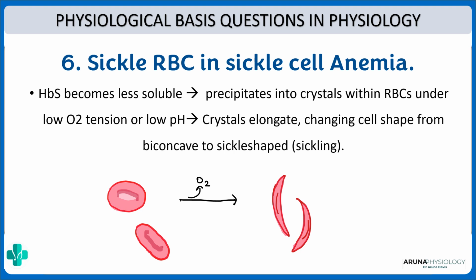That is, the HbS is less soluble, so it will precipitate into crystals within the RBC. They are actually called tactoids. Anyway, they precipitate into crystals within the RBC under low oxygen tension or low pH. So the crystals will elongate, changing the shape from biconcave to sickle shape. Okay, so that's the reason for sickle RBC in sickle cell anemia.